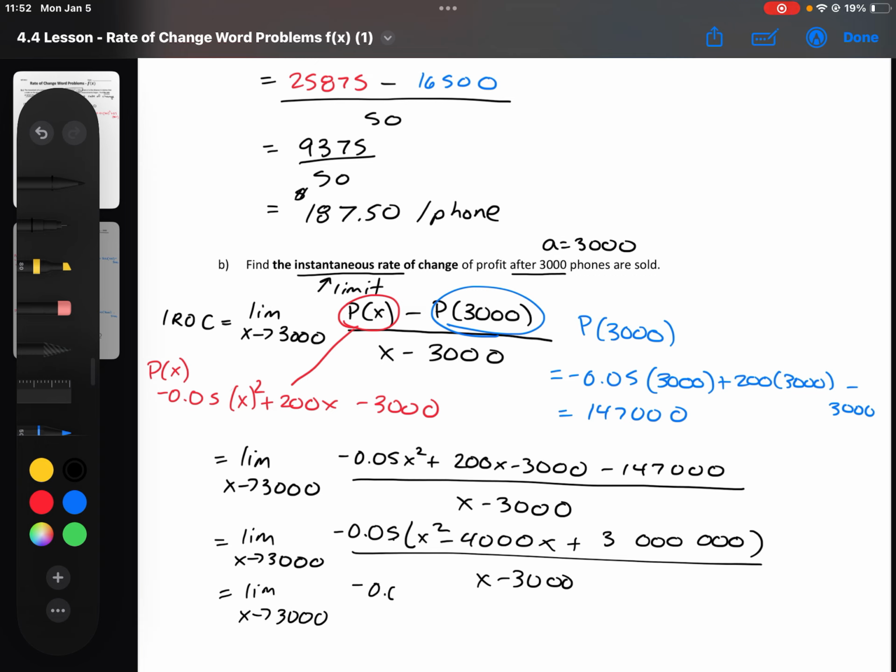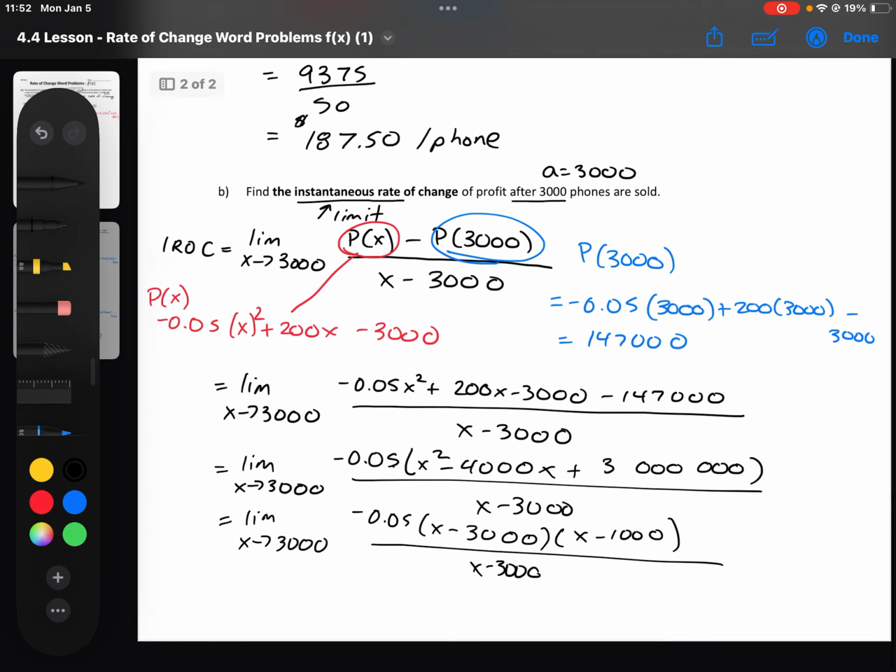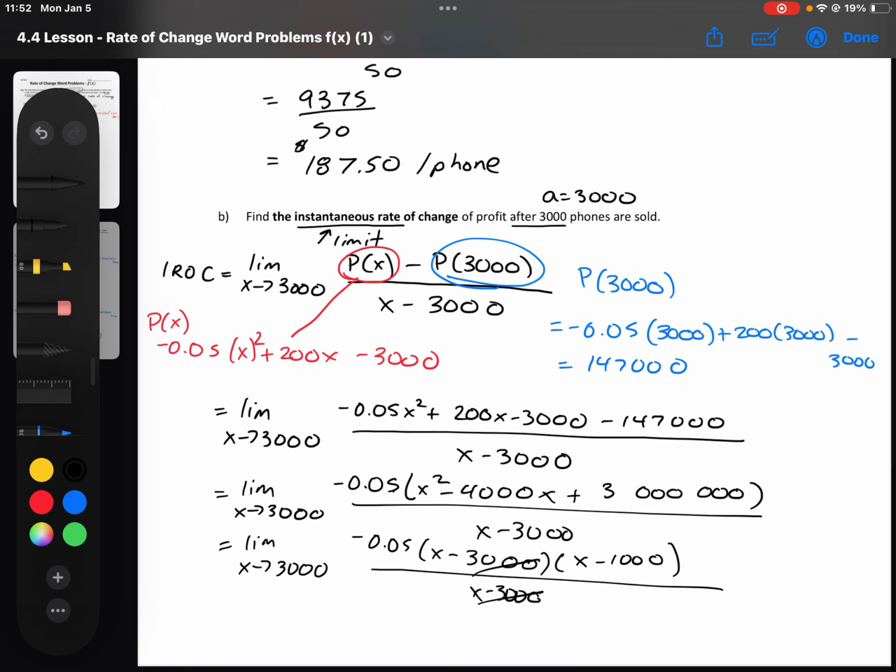And I know that because the only strategy that I know is to be able to cancel with the bottom, I know that one of the factors is going to be x minus 3,000. That allows me to fill in the other factor. Then I can cancel those. Now I'm going to be able to evaluate the limit. So I've got the limit as x goes to 3,000 of minus 0.05 times x minus 1,000.